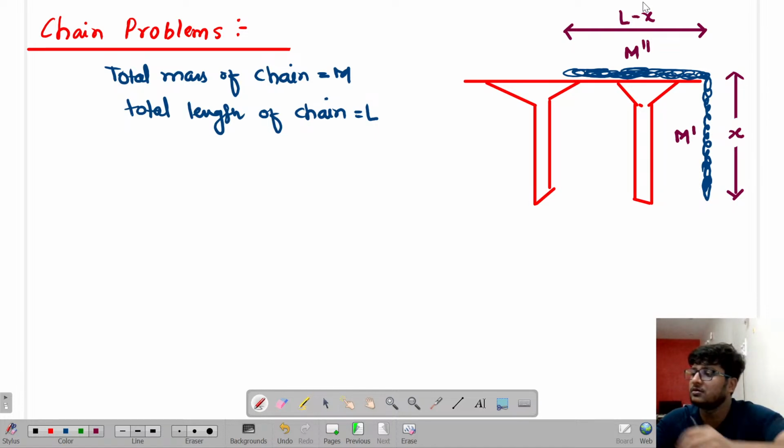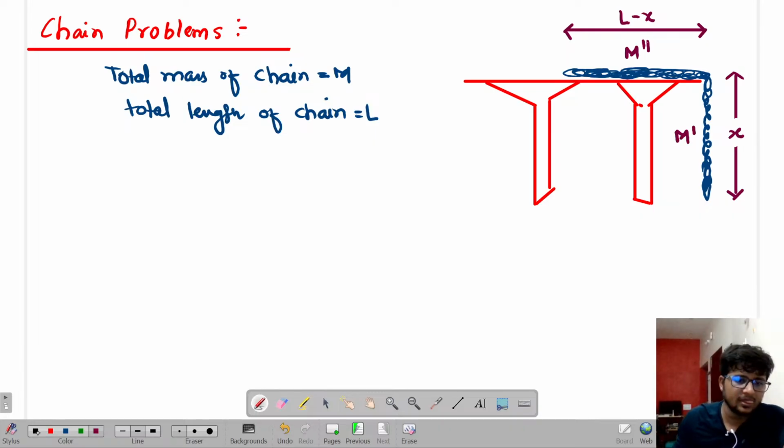One minute, I'll just silence my phone. So one part is m double dash whose length is L minus x, another is m dash whose length is x. The question arises: how much length can it be, meaning how much x max is possible such that this chain will not fall? The basic idea is very simple.